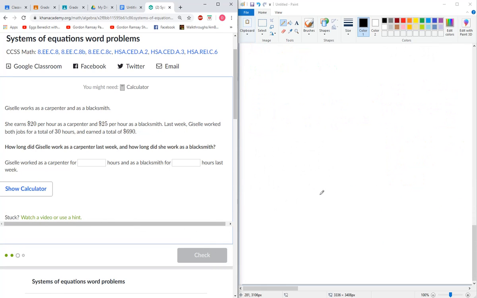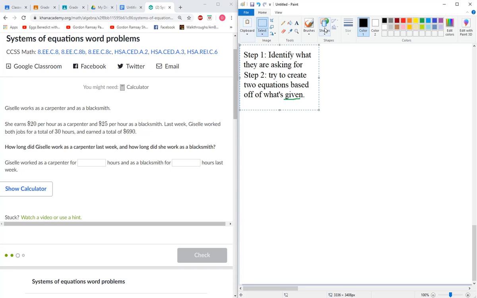Now we're going to deal with carpenters. So Giselle works as a carpenter and as a blacksmith. She earns $20 per hour as a carpenter and $25 per hour as a blacksmith. Wow, she has a lot of skills. Last week, Giselle worked both jobs for a total of 30 hours and earned $690. Giselle worked as a carpenter for blank hours and blacksmith for blank hours.